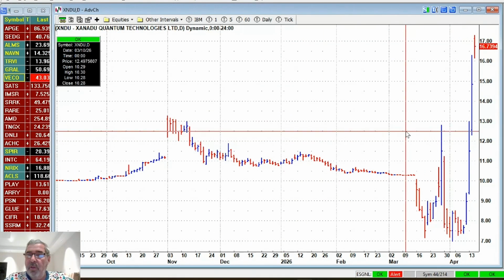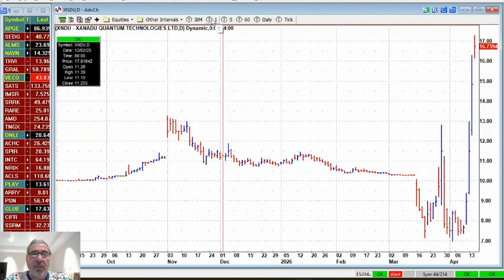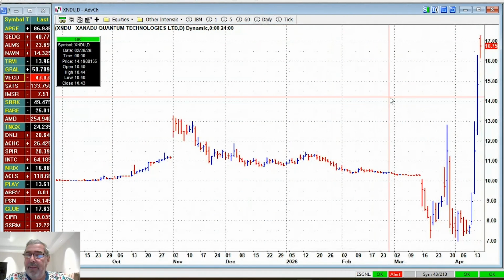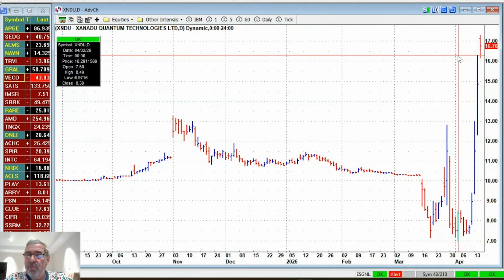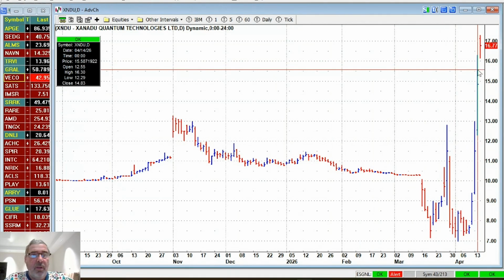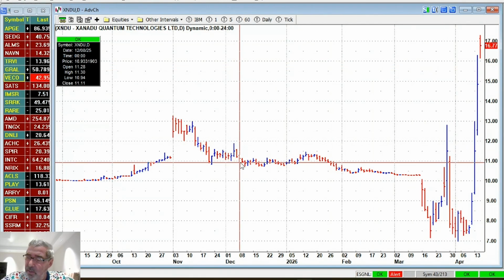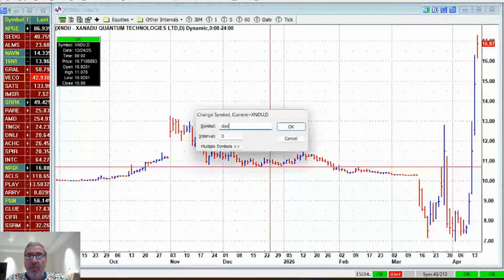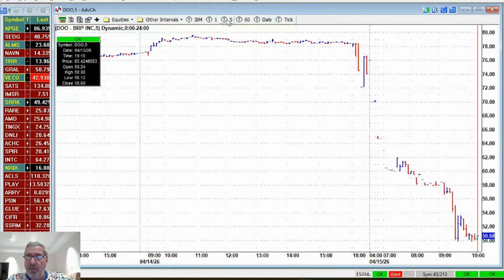XNDU. Yes, this one definitely goes on the short list. This stock experienced a strong, uninterrupted move higher. If it starts moving back into this range, the high is 16.30, it's a short. So what have we accomplished here? We've identified our assets and filtered out the ones we don't need. Now let's go through each asset one more time. DOO, we're sticking with $50, nothing else to add there yet.